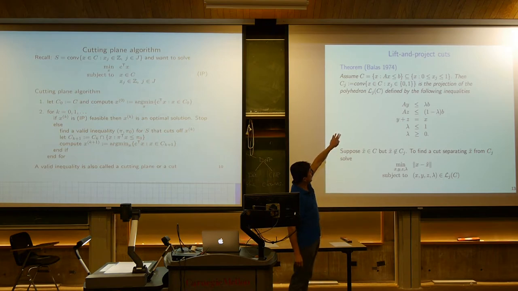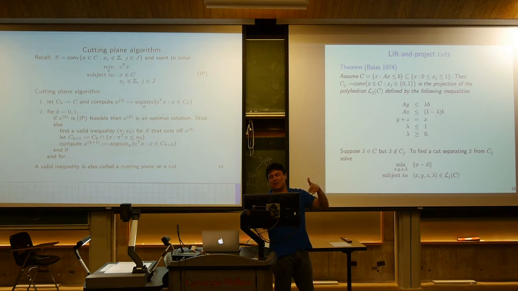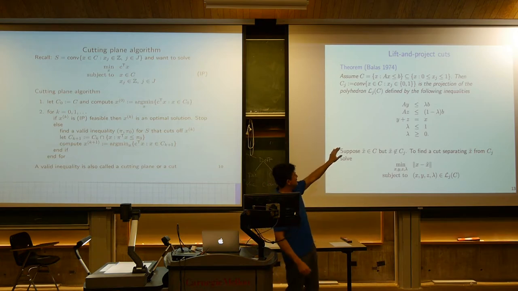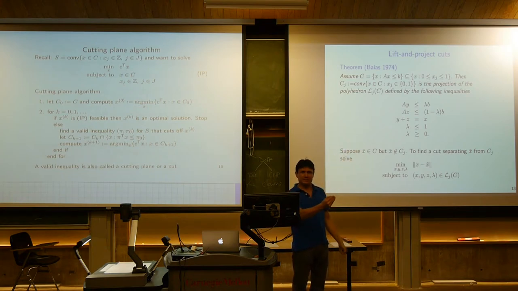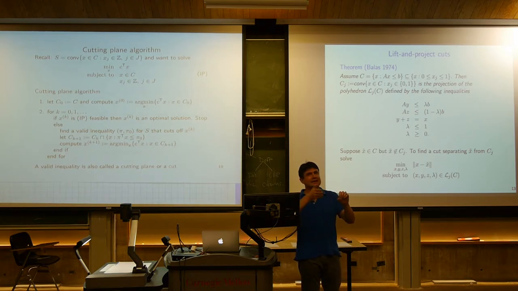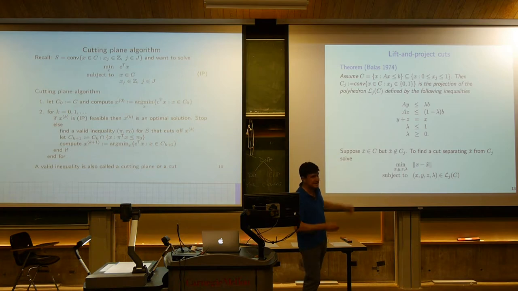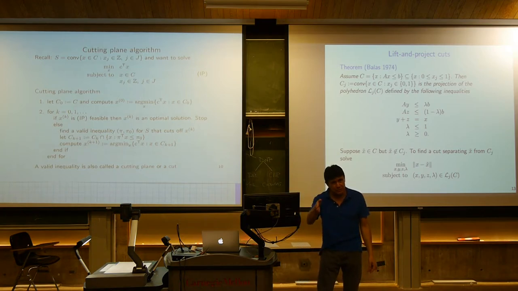Suppose that you have a polyhedron, okay? C is a polyhedron defined by some inequalities, Ax less than or equal to b. And suppose that these inequalities imply that the jth component is between 0 and 1. So if you look at the projection on the jth coordinate, it's contained between 0 and 1. Now suppose you want to look at the convex hull of the set that you get if you take the polyhedron and intersect with x_j equal to 0 and with x_j equal to 1. So C_j is the convex hull of the points in C that have the jth coordinate either equal to 0 or equal to 1.